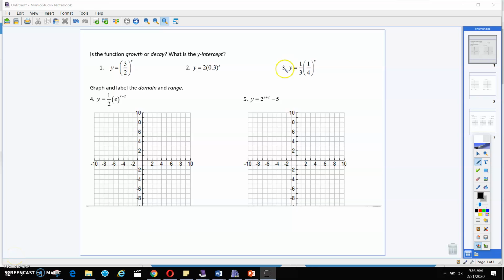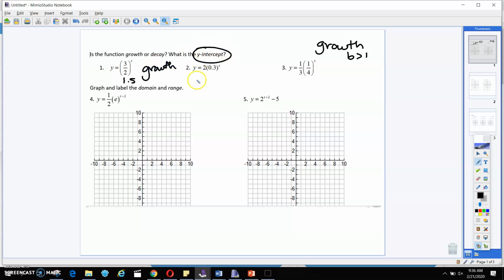So is the function growth or decay? Here's the deal on this one. Growth means that my b value is going to be bigger than 1. Decay is going to be less than 1. So if I type into my calculator 3 divided by 2, that's going to give me 1.5. Is 1.5 bigger than or less than 1? Bigger. So this is going to be growth.